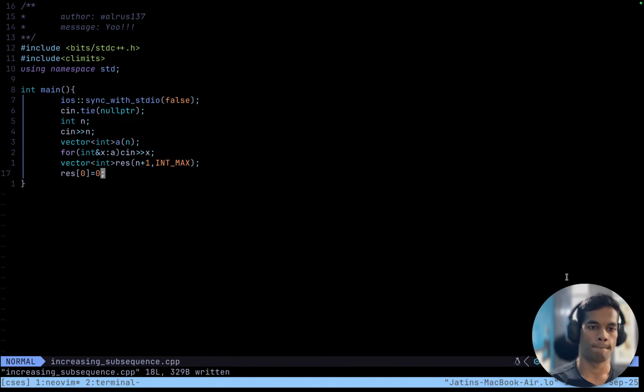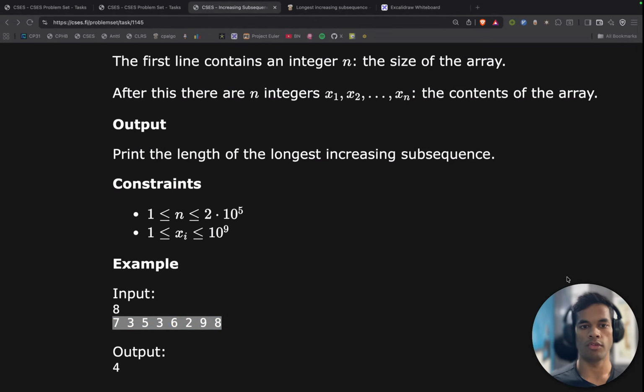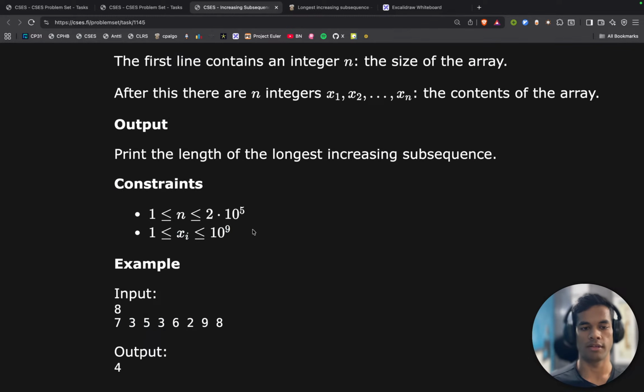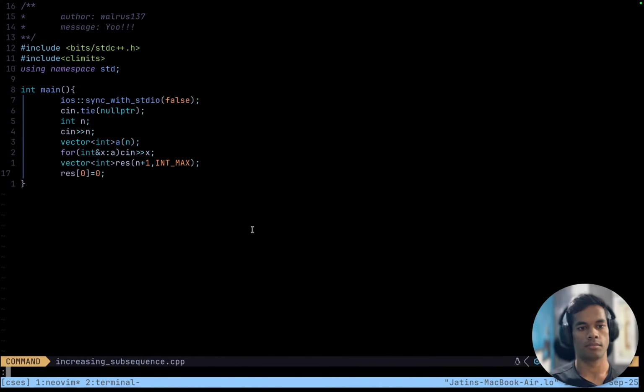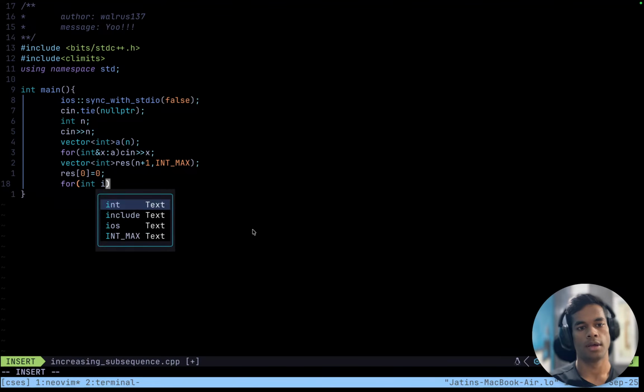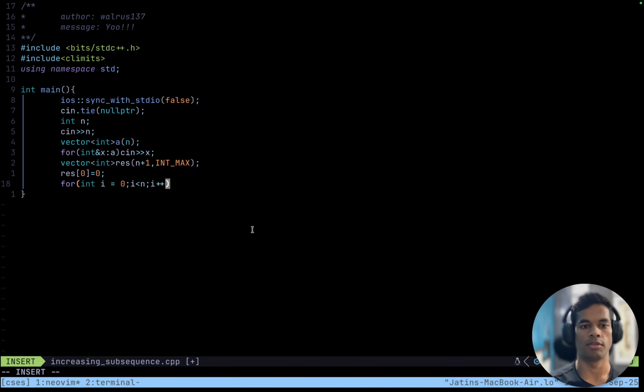Yeah, because all A i values are greater than 0. Now for int i equals 0, i less than n, i plus plus.